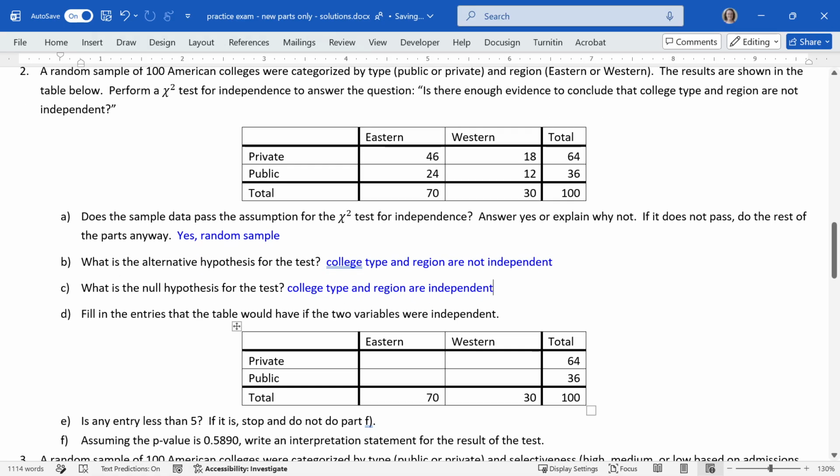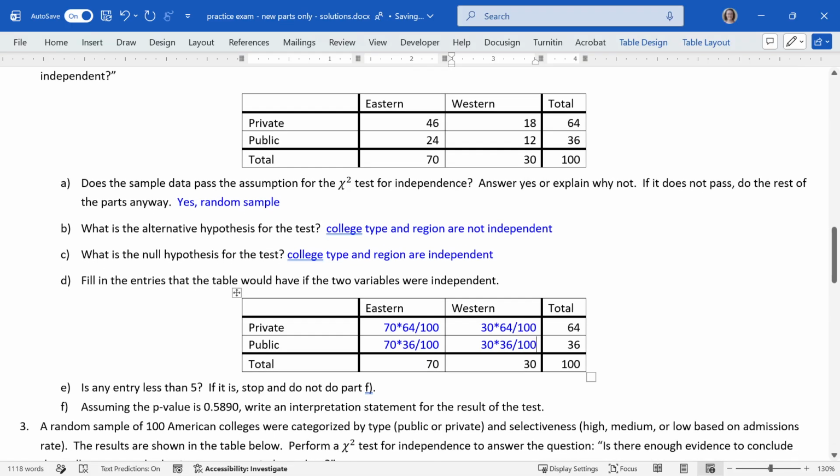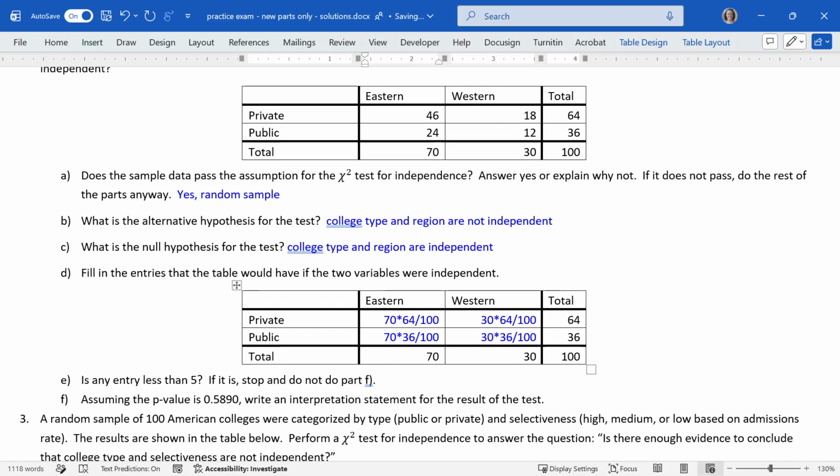Now I'm going to fill my table. So this will be 46. Oh, I'm sorry, I was looking at this number. It's this one, 70 times 64, divide by 100. This is going to be 70 times 36, divide by 100. This is going to be 30 times 64, divide by 100. Oh, I forgot to make my own judgment of whether I think it's independent. But let's just see how the test turns out in this case. Okay, so now I'm going to put these in a calculator.